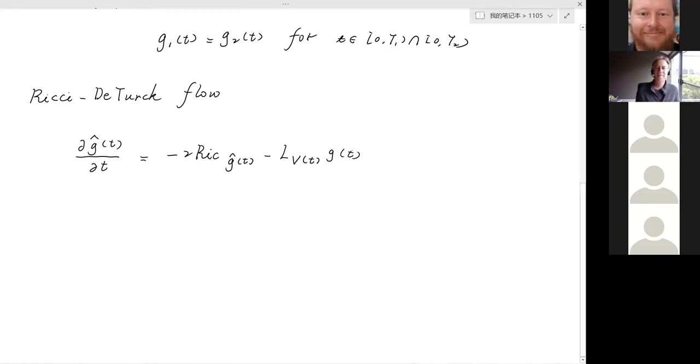A simple calculation shows that the pullback metrics of the solution to the Ricci-DeTurck flow under a one-parameter family of diffeomorphisms form a solution to the original flow, I mean the Ricci flow. Okay. Now I will give the details of the proof of DeTurck. First of all, I will introduce the theory of nonlinear differential operators on vector bundles and explain why the Ricci flow is not parabolic.